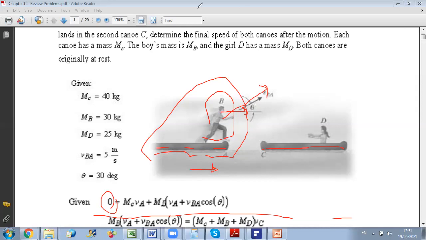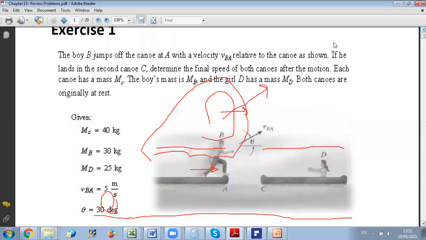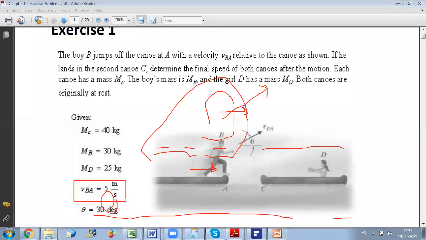Okay? They gave me another piece of information, which is the relative velocity. They told me that the man will jump at a velocity relative to the canoe equal to 5 meters per second. So they did not give me the final velocity of the man, but they gave me the relative velocity between the man and the boat. So this is VB relative to A.